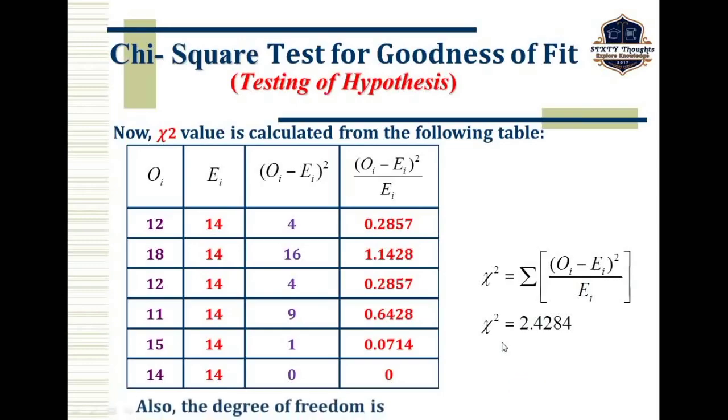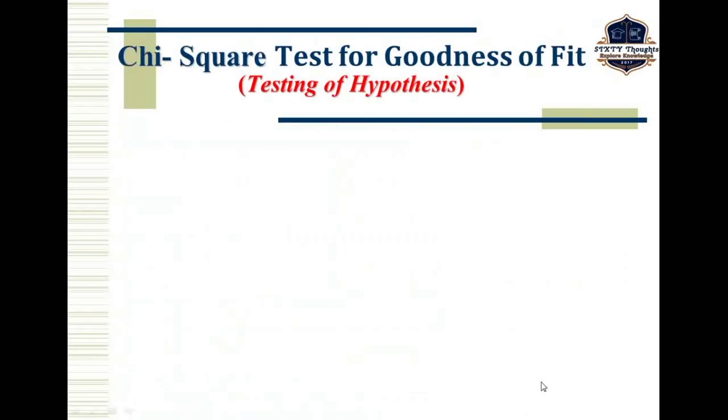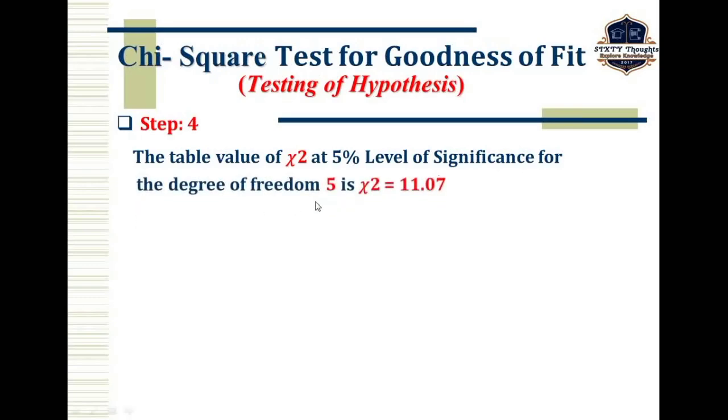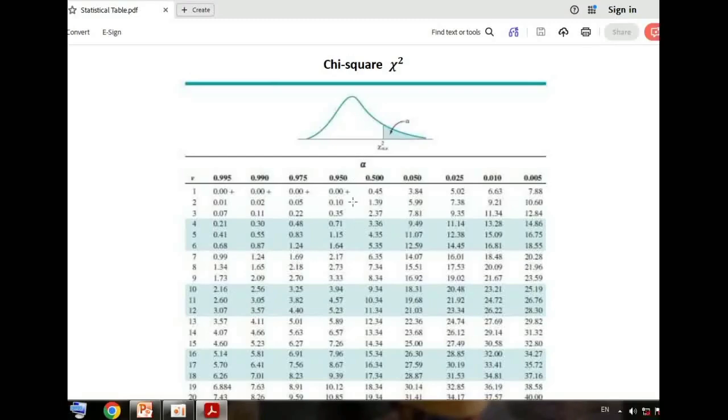Next we find the degree of freedom, phi equal to n minus 1. What is n? n is the total number of days, 6, minus 1, we get 5. What is step number 4? In step number 4, we write the table value. The table value of chi-square at 5% level of significance for degree of freedom 5 is 11.07. This is called the chi-square table value.